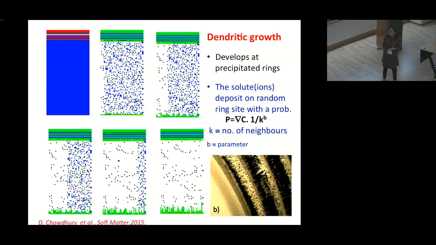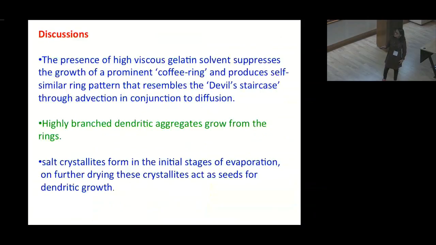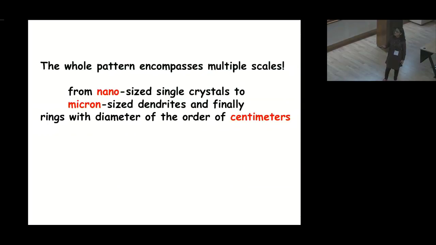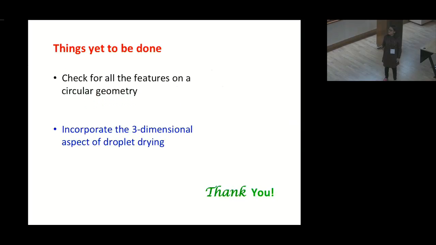And this kind of algorithm we've used earlier to get dendritic crystal growth. Finally, this is a time development, and we see that we can get dendritic patterns resembling what we've observed. So these are what I've already discussed. I'd just like to say that the whole pattern encompasses multiple scales, from nanosized single crystals to micron-sized dendrites, and finally to rings with diameters of the order of centimeters. My time is over. There are some things that we have yet to do, and thank you very much for your attention.